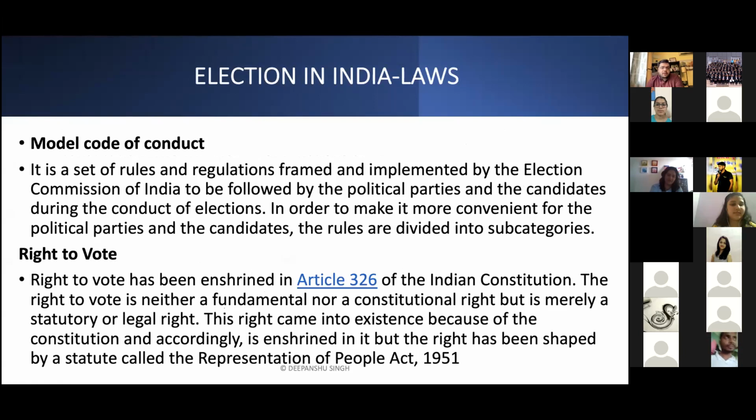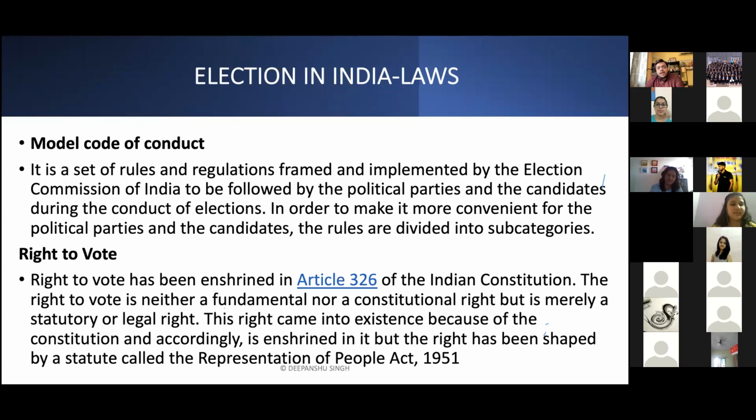All of those things are covered in the model code of conduct. Then one of the most important provisions of our constitution is Article 326, which is talking about the right to vote. So the right to vote on the basis of adult suffrage is given to every citizen of India on the basis of Article 326. Mind you, it is not a fundamental right, neither is it a constitutional right, though there are some controversies regarding this.